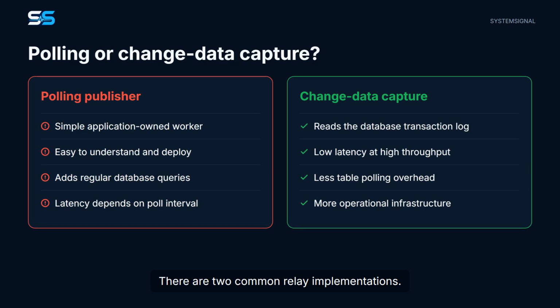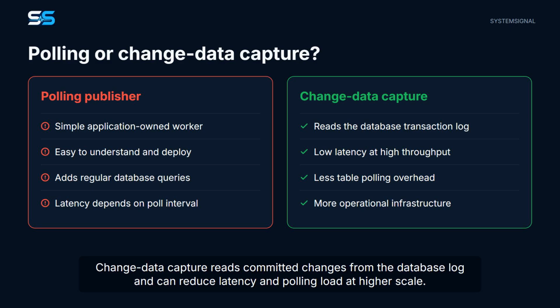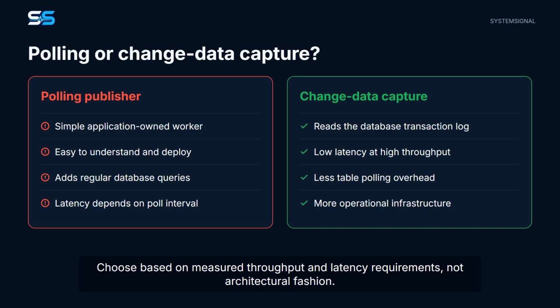There are two common relay implementations. A polling publisher queries the outbox table and is usually the best starting point because it is explicit and easy to operate. Change data capture reads committed changes from the database log and can reduce latency and polling load at higher scale. Tools such as Debezium support this model, but they add infrastructure and operational knowledge. Choose based on measured throughput and latency requirements, not architectural fashion.